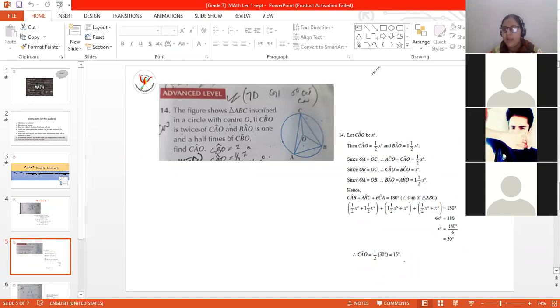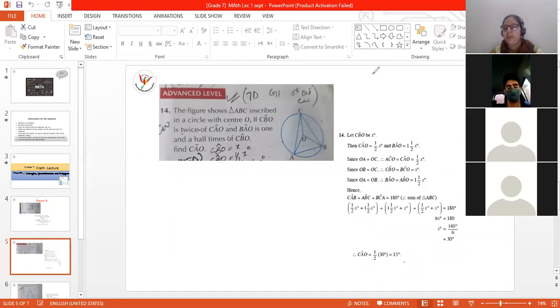Then there must be two angles on each of the sides. Angle A has two angles, angle B has two angles, angle C has two angles. So with the help of this equation, we have come to know the value of CAO. Now let's start with question number 15.